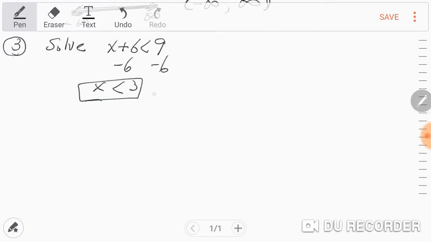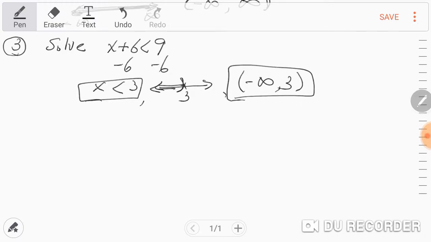So we can write the solution in interval notation. The graph: x is less than 3, so all the way to the left from 3, and 3 is not included, so use parentheses. Then the interval notation is negative infinity to where? To 3, and 3 is not included. So this is the solution written in interval notation, and this is the solution written in inequality notation. Okay, let's try another one.